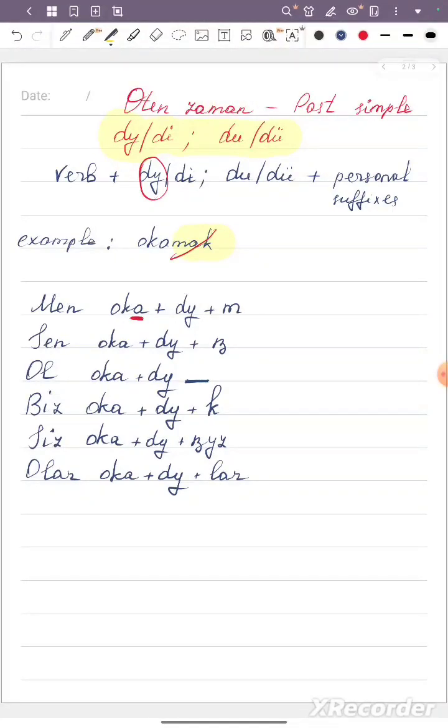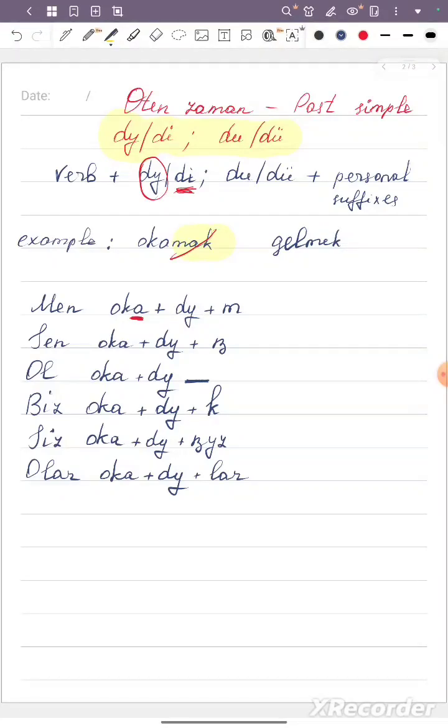Now let's take some other examples with the ince çekimli, front vowels, in order to use the suffix di. The most common verb here is to come. In every language, come is, I think, the most frequently used verb. So, gelmek. Gelmek is to come.